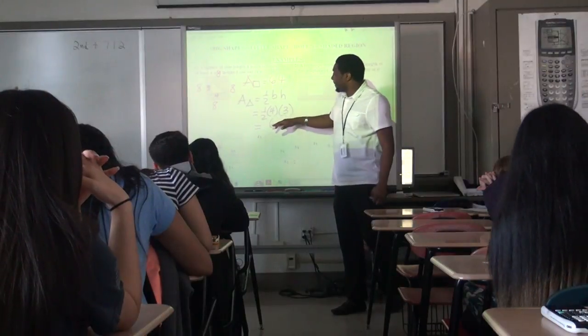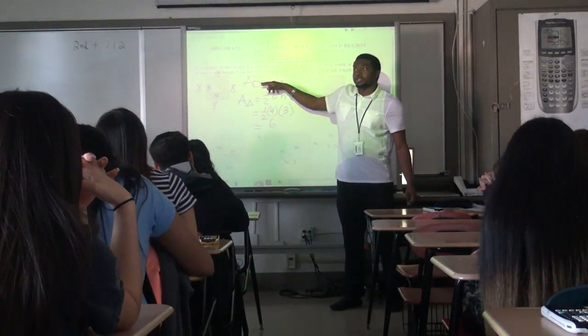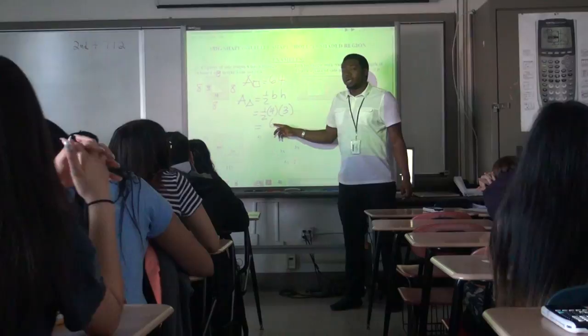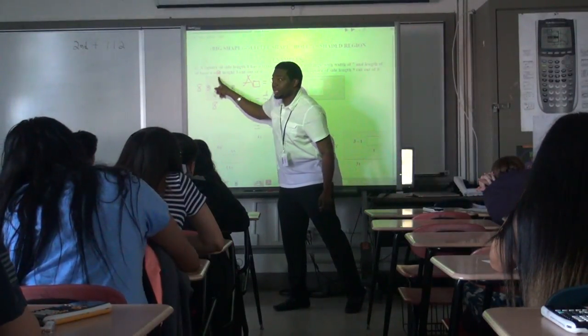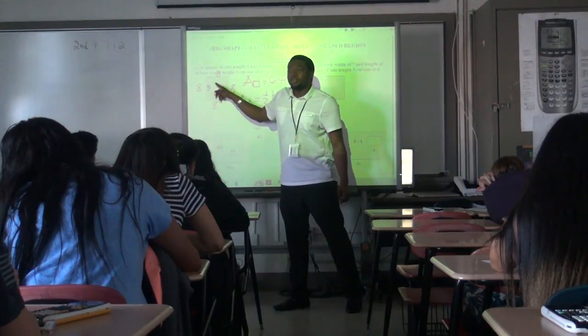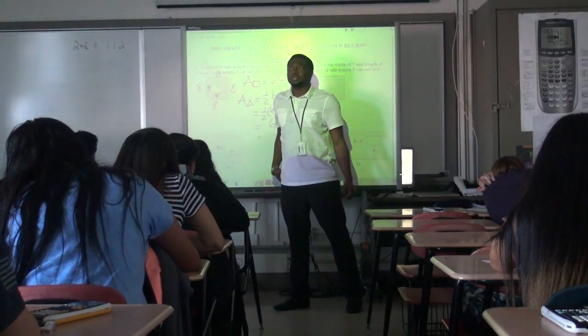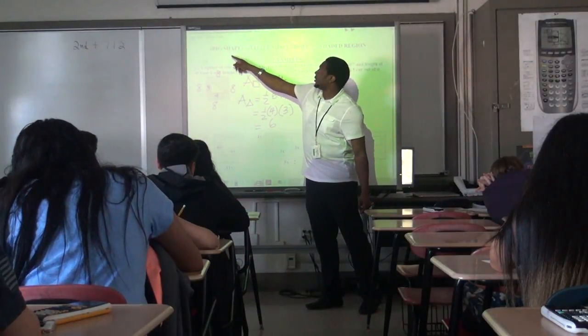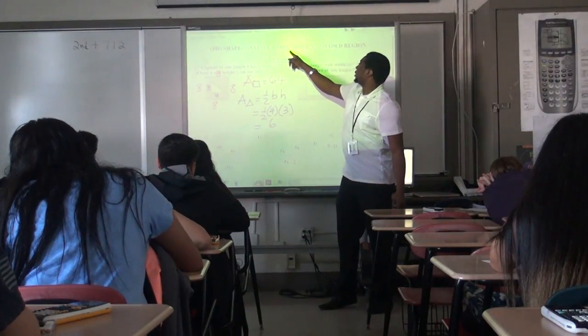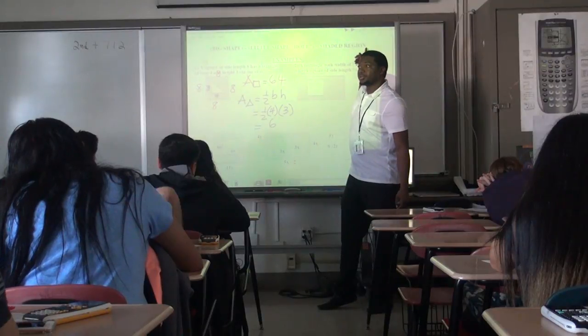Alright. Now you have the area of the square, and you have the area of the triangle. Now this says find the area of the shaded region. So how do you find the area of the shaded region? Subtract. And that's what they give you. The big shape minus the little shape will give you the shaded region.